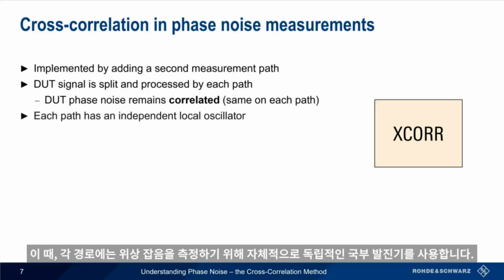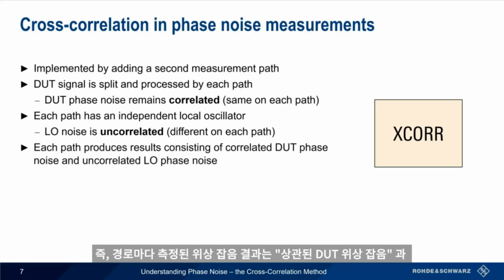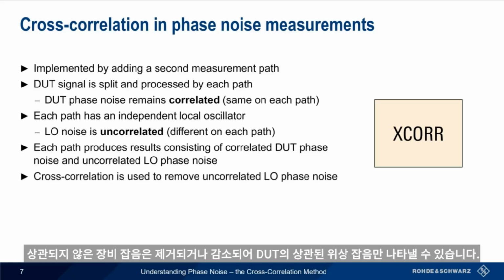However, each path uses its own independent local oscillator for measuring phase noise, meaning that the phase noise introduced by these local oscillators is uncorrelated, that is, it's different on each path. Therefore, the measurement results from each path are a combination of the correlated DUT noise and the uncorrelated local oscillator phase noise. When these two paths are fed into a cross-correlation function, the uncorrelated instrument noise is removed or reduced, leaving only the correlated phase noise of the DUT.